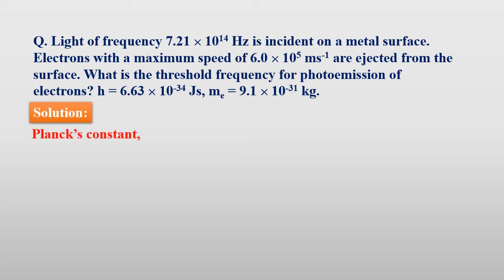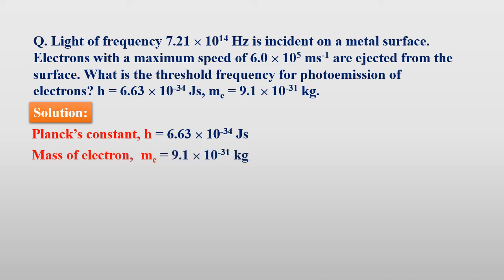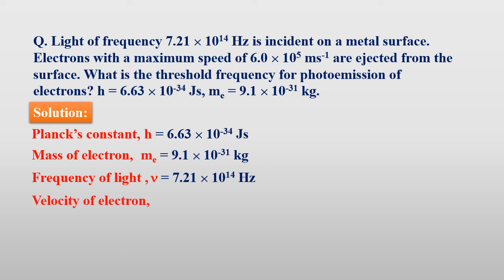So given data, Planck's constant H is equal to 6.63 into 10 to the power minus 34 joule second. Mass of the electron Me is equal to 9.1 into 10 to the power minus 31 kg. Frequency of a light nu is equal to 7.21 into 10 to the power 14 Hz. Velocity of electron V maximum is equal to 6.0 into 10 to the power of 5 meter per second.